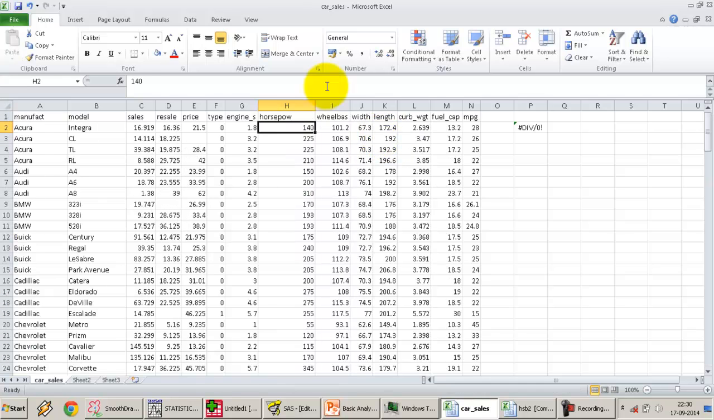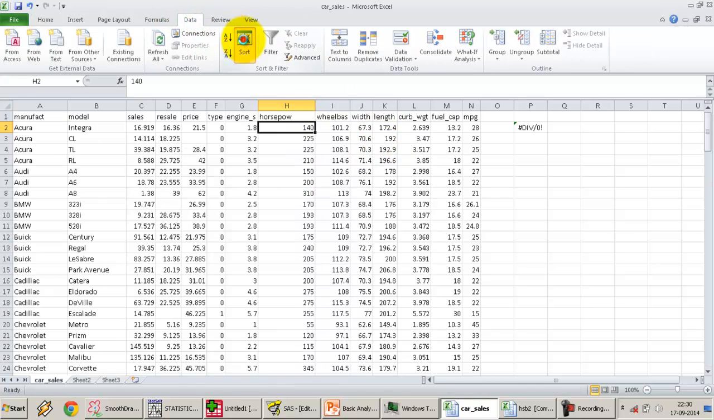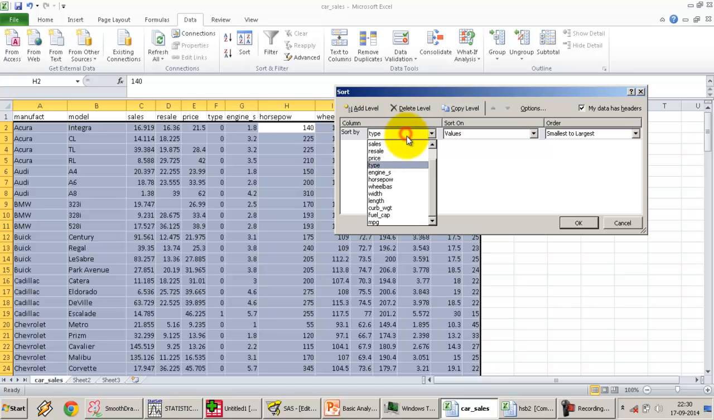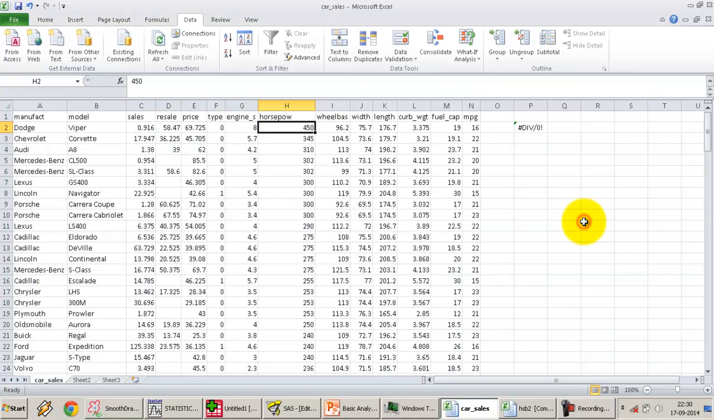So what I'm going to do is I'm going to sort this data set by horsepower, and it doesn't matter while calculating the median of the variable. You can sort smallest to largest or largest to smallest. It is the same thing. So I'm going to sort largest to smallest.